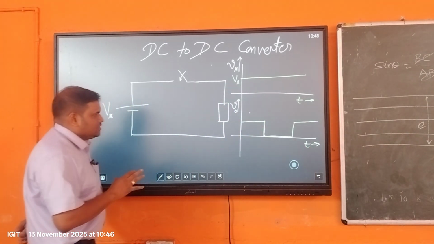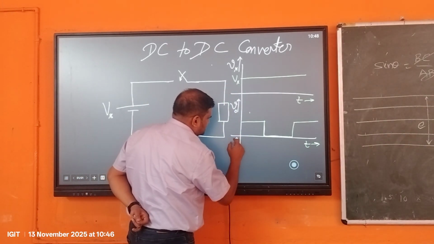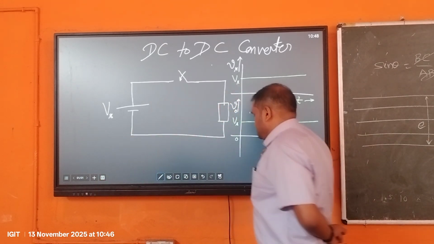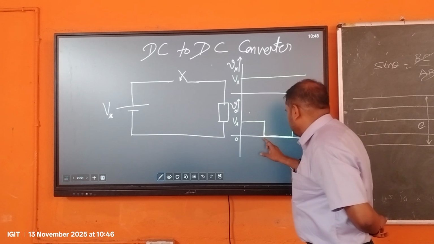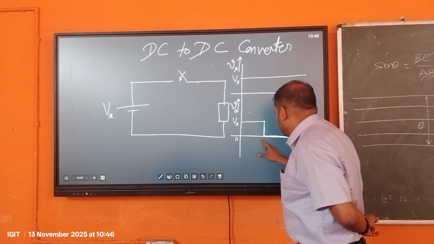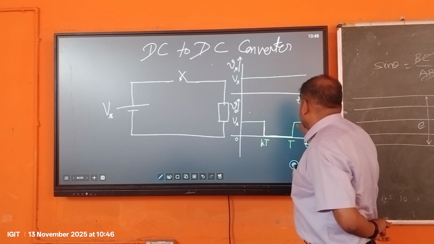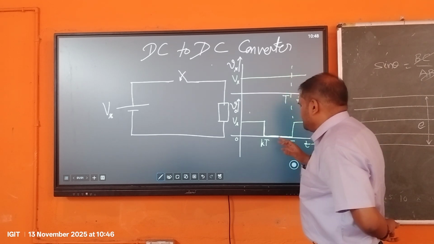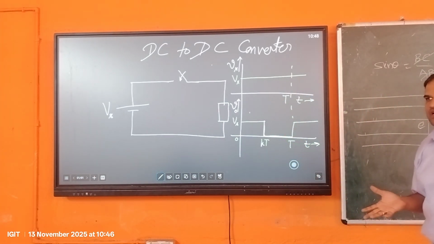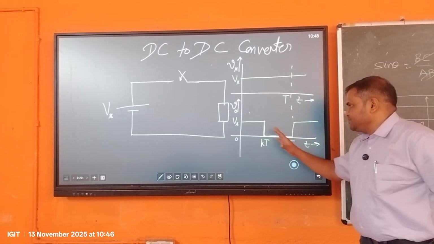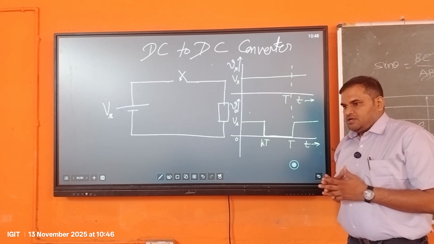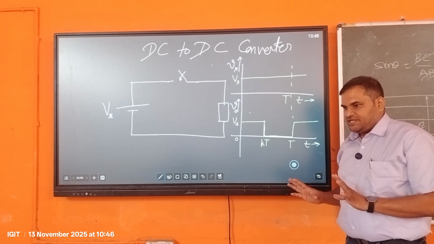So it starts from 0, the output voltage is Vs, and it is on for some time, say k times T, and the total time period is T. If this is the total time period capital T, then it is on for kT and the rest of the time it is off, so the output voltage will look like this. Now we can achieve the DC like this.